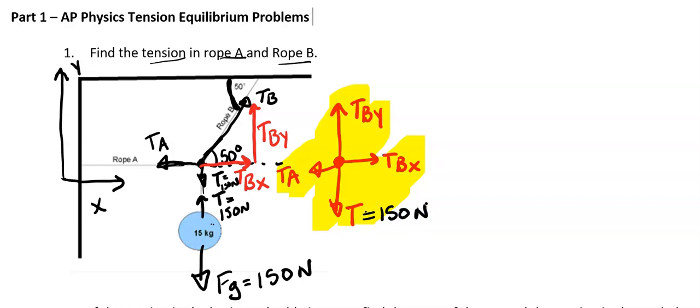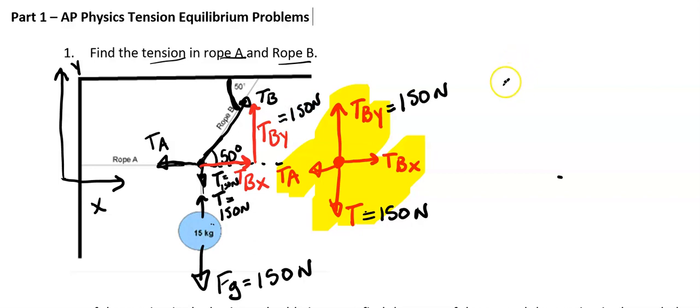Now let's think about it. What rope supports the 15 kilogram? Well, rope A is just horizontal, so it's going to be some part of rope B that supports this 15 kilogram object. If it's not moving at all, I think of a giant game of tug of war. Tension B in the y direction has to be 150 newtons too. I'm going to label that on my picture. I know this is 150 newtons.